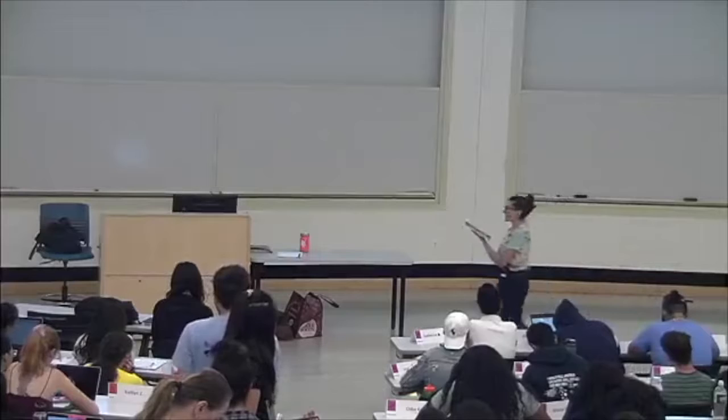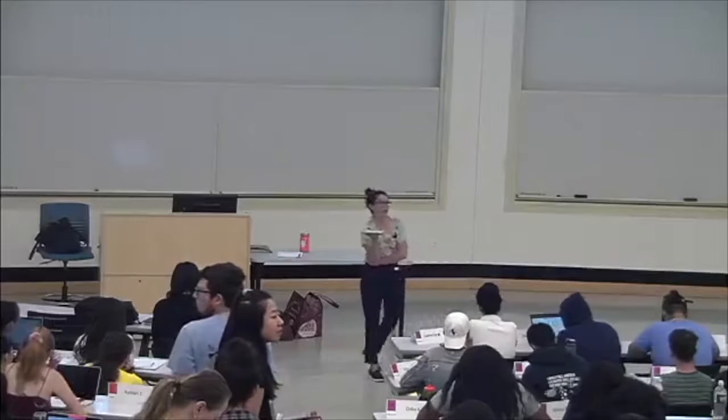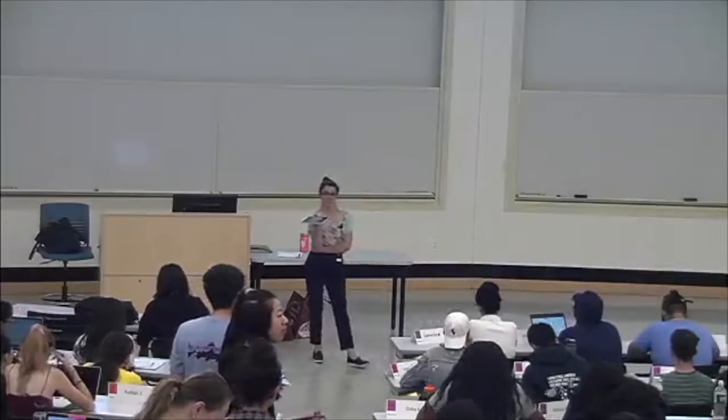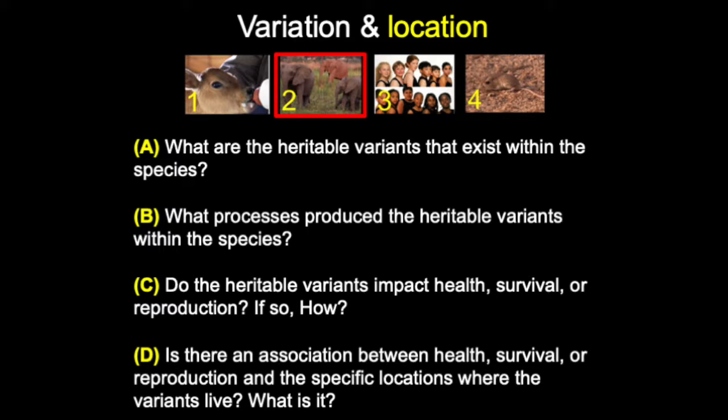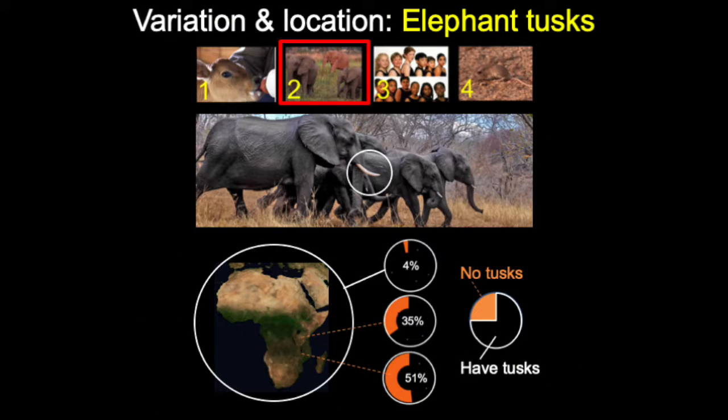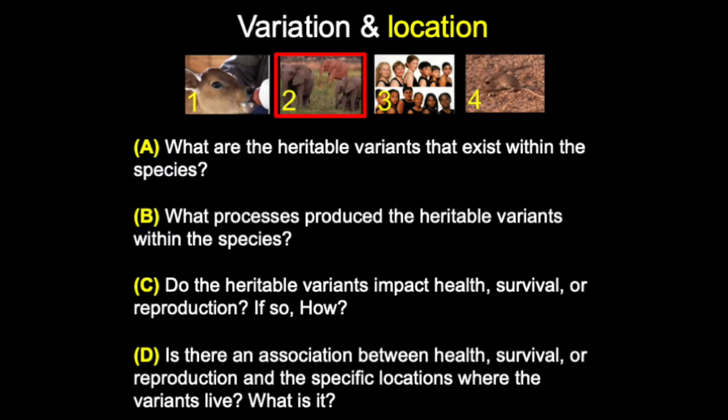So is there a group that would like to kind of walk us through elephant tusks? Should I just start from A? Go for it. What are the heritable variants that exist in this species? The variants are elephants with tusks versus elephants with no tusks. What processes produce these heritable variants? So there's a selective advantage in the environment.